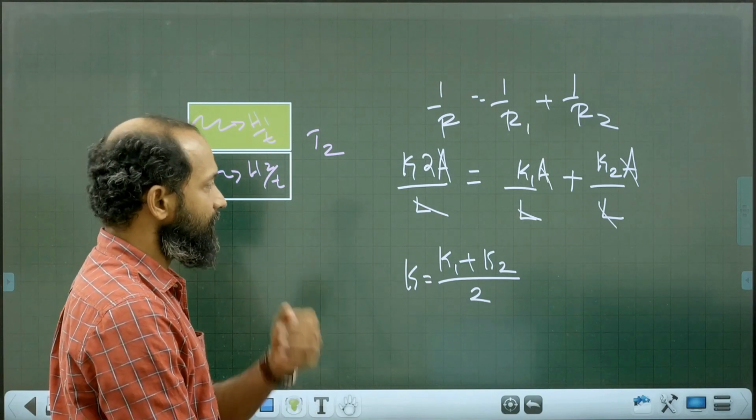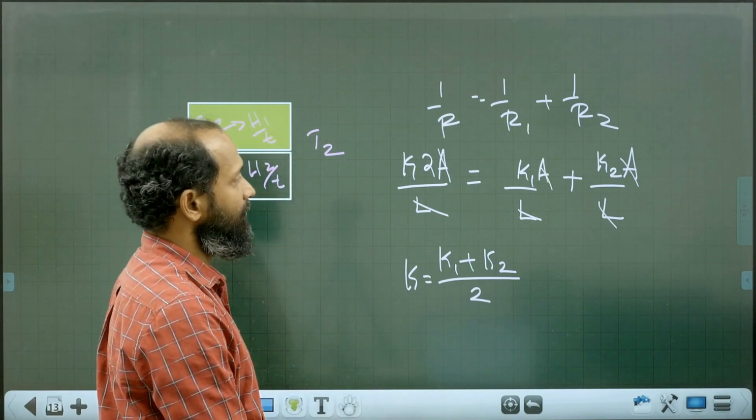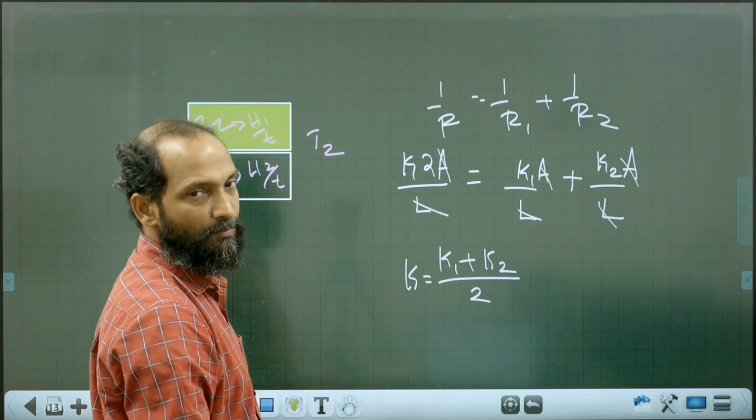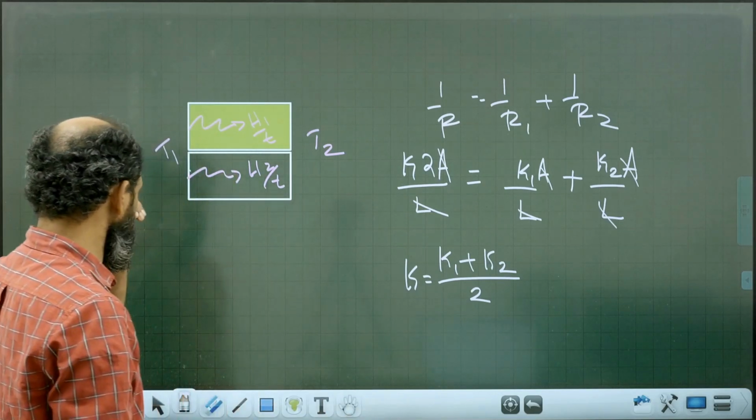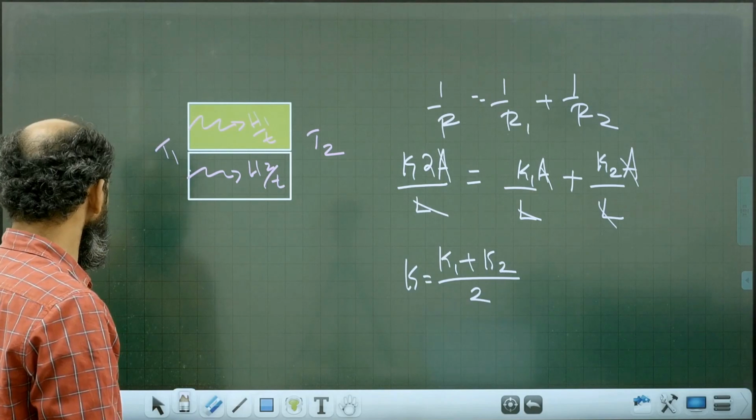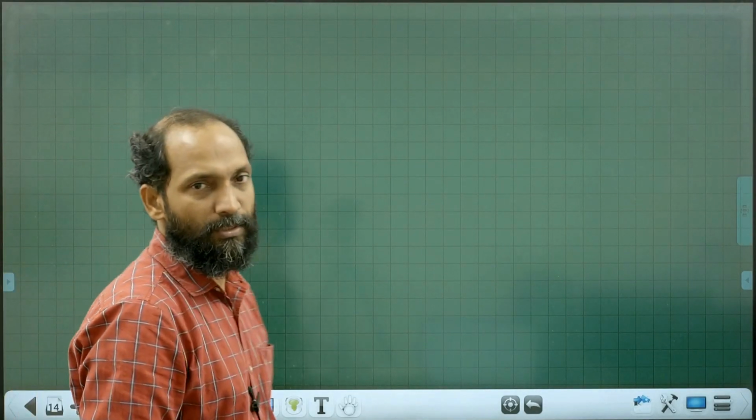In parallel, equivalent conductivity is arithmetic mean. In series, equivalent conductivity is harmonic mean. This type of questions may be asked, because it forms a solved exercise in NCERT. That's all about thermal conduction. Conduction based questions may be asked.